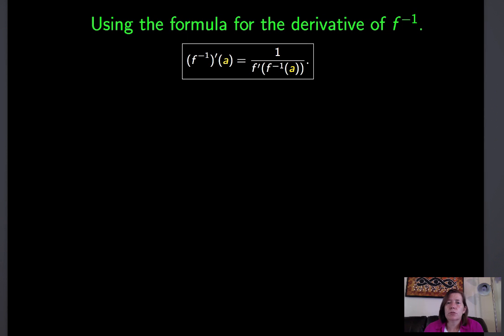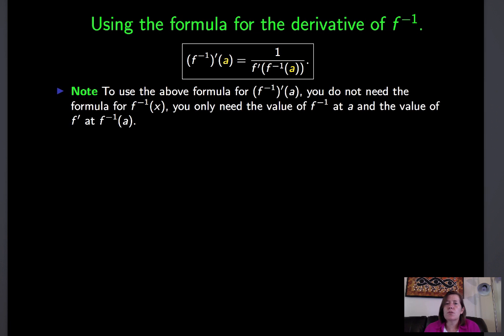Finally, we're going to look at a bunch of examples of the second type for finding the derivative of f inverse. We start with our equation f inverse prime of a equals 1 over f prime of f inverse of a. To use this formula for f inverse prime of a, notice that you don't actually need a formula for f inverse of x. If you have a specific value of a, you only need the value of f inverse at a and the value of f prime at f inverse of a in order to apply it.